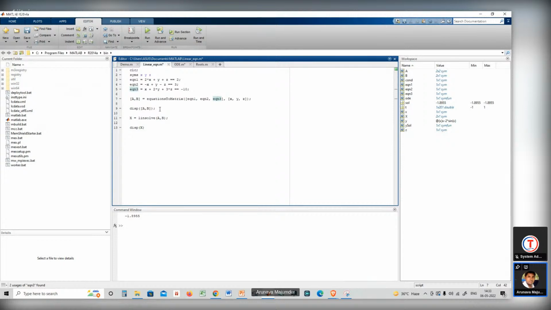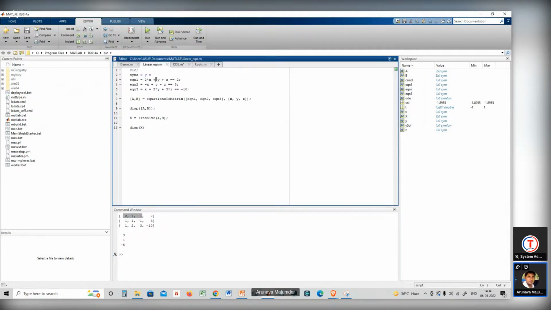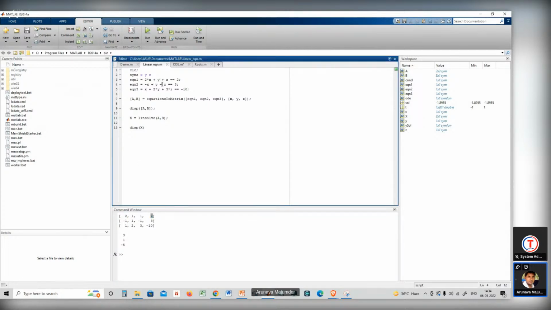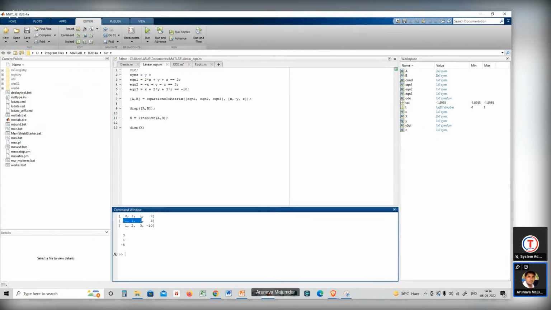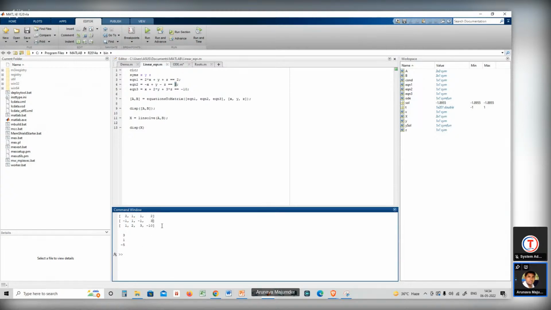After that, if I display this one, now I am running this, you can see. So this is the matrix. You can see 2 1 1. This 2, 1, the y coefficient is 1 and the z coefficient is 1. Right hand side is 2. And next equation, minus 1, plus 1, minus 1, and right hand side is 3. So the entire matrix is here.